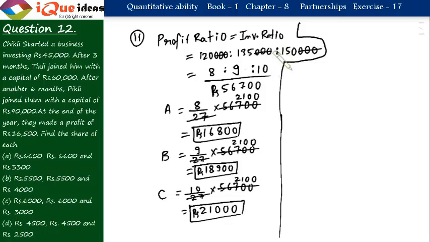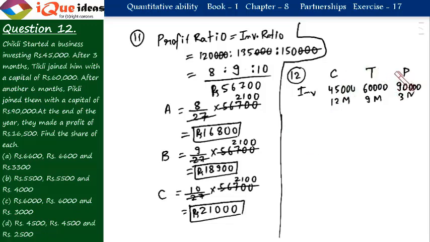Very simple. Let's say Chickly. Investment amount for Chickly is 45,000. And that remains for the entire year, so 12 months. M stands for months. Then Tickly joined 3 months later. After 3 months, that means Tickly remains in the business for 9 months with the amount 60,000. So 60,000 and for 9 months. And then Pickly joined another 6 months after that, that means Pickly has joined after 9 months. So during the year, Pickly has remained in the business for 3 months with an amount of 90,000.